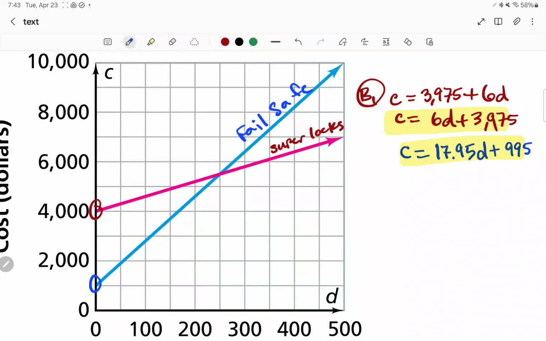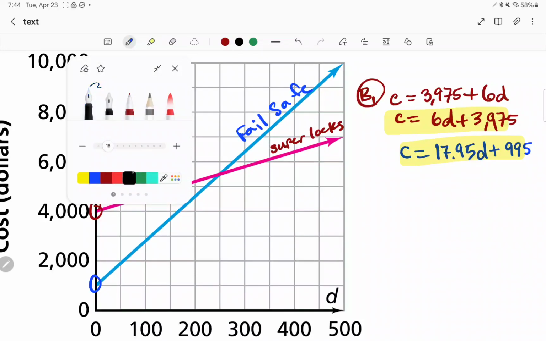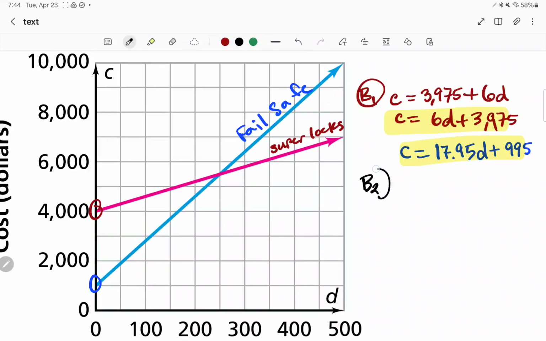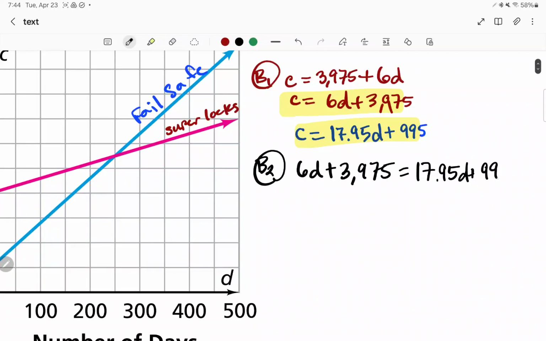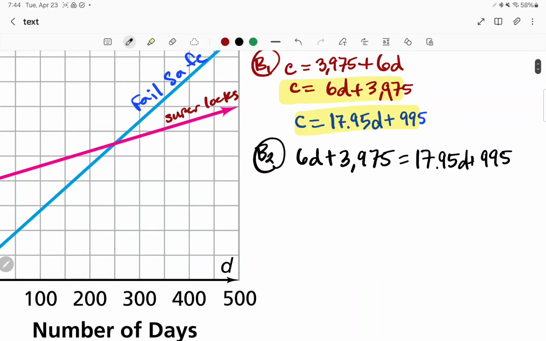And that's part 1. Part 2 says, write an equation or inequality that you can use to answer each question. So we're going back up and answering for what number of days does the cost of the two companies be the same. So we're going to go ahead and answer that by just setting them equal to each other. So we're going to set 6D plus 3,975 equal to $17.95 per day plus 995. So that's the first part that we do there for part 1.